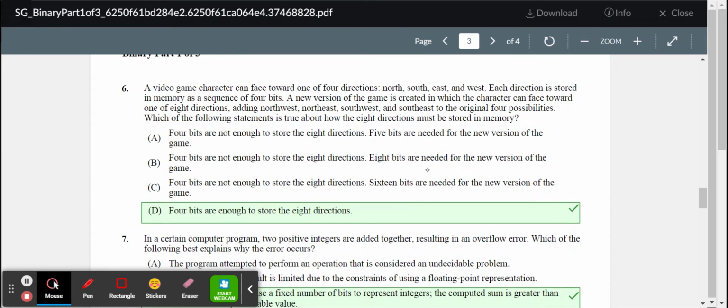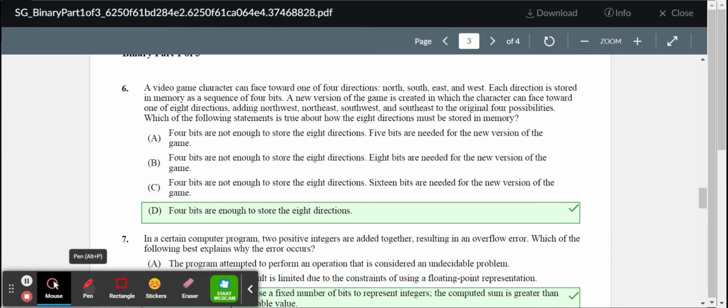All right, a video game character can face one of 4 directions: north, south, east, west. Each direction is stored in memory as a sequence of 4 bits. A new version of the game is created in which the character can face one of 8 directions, adding northwest, northeast, southwest, and southeast to the original 4 possibilities. Which of the following statements is true about the 8 directions?